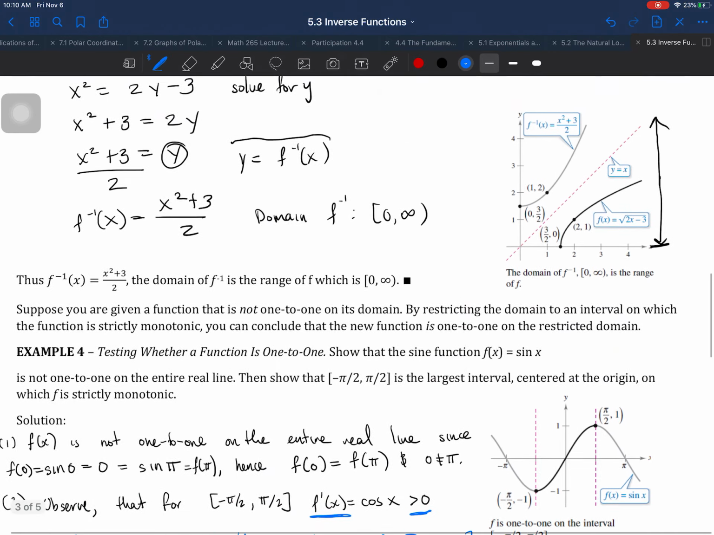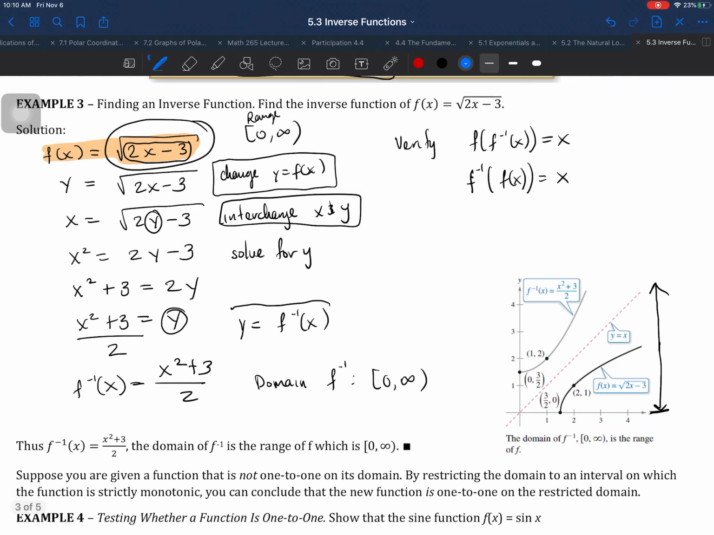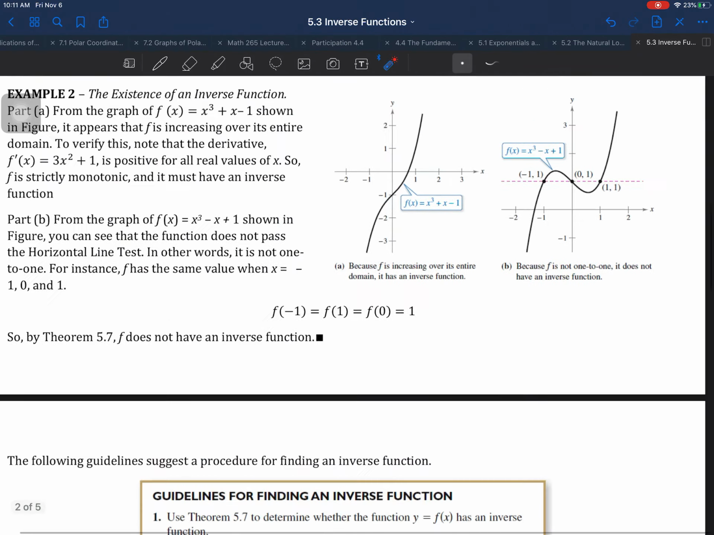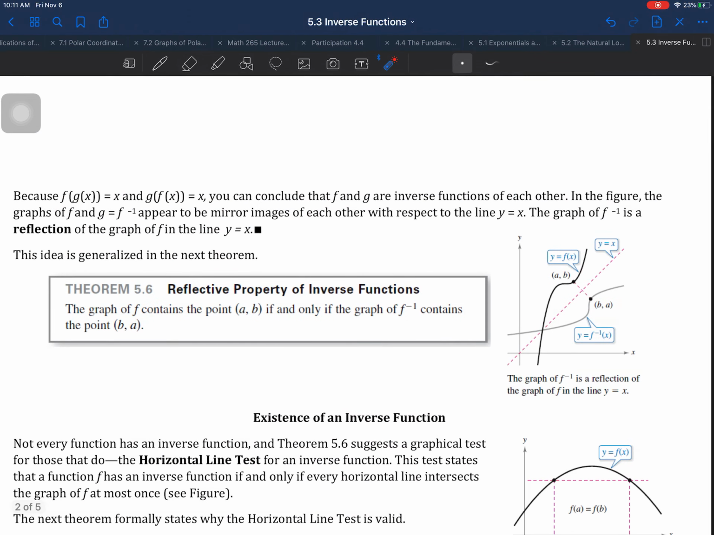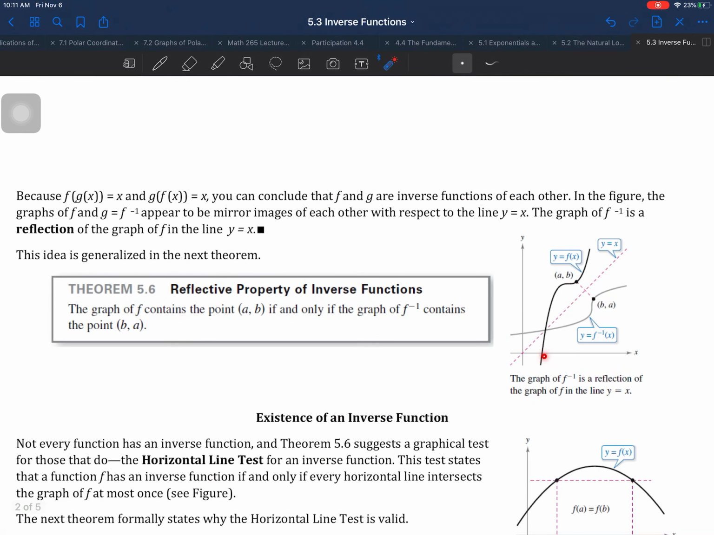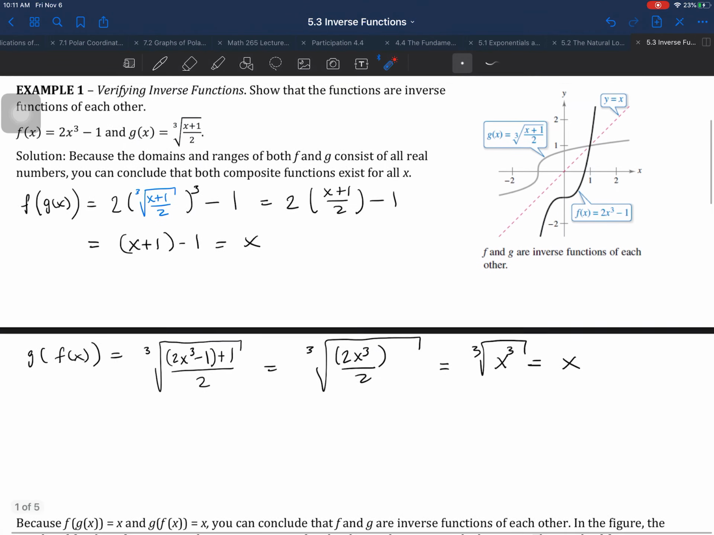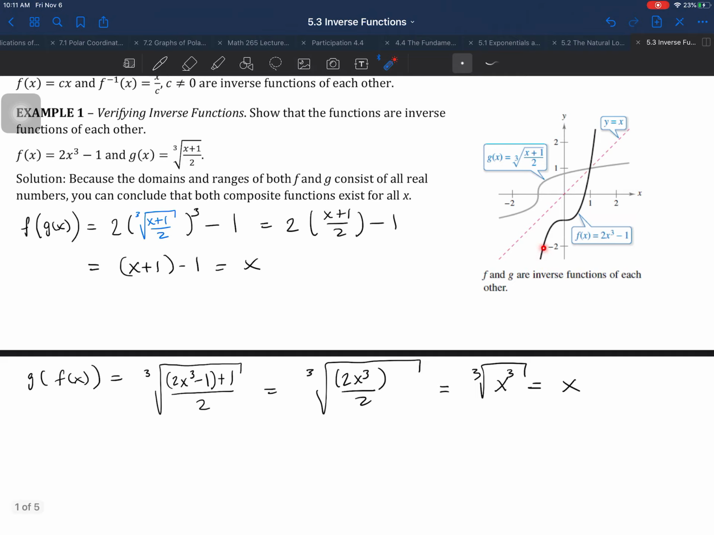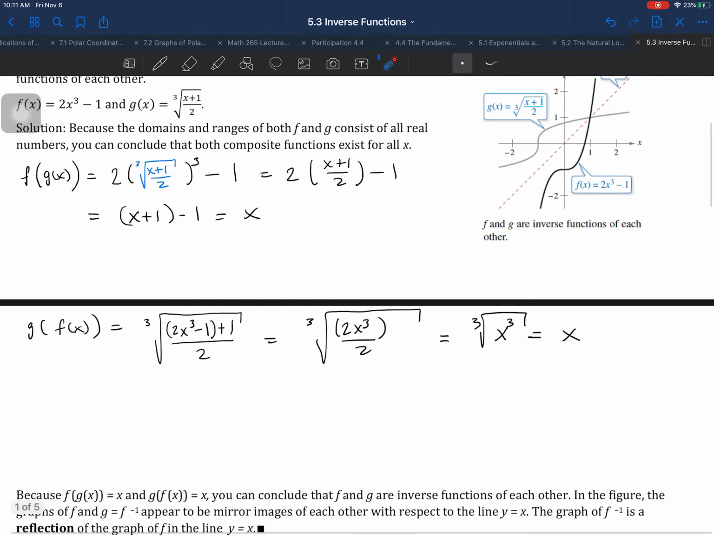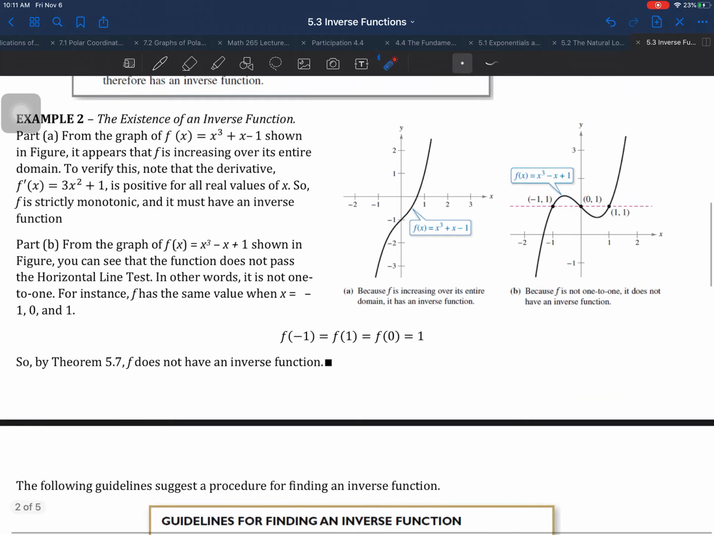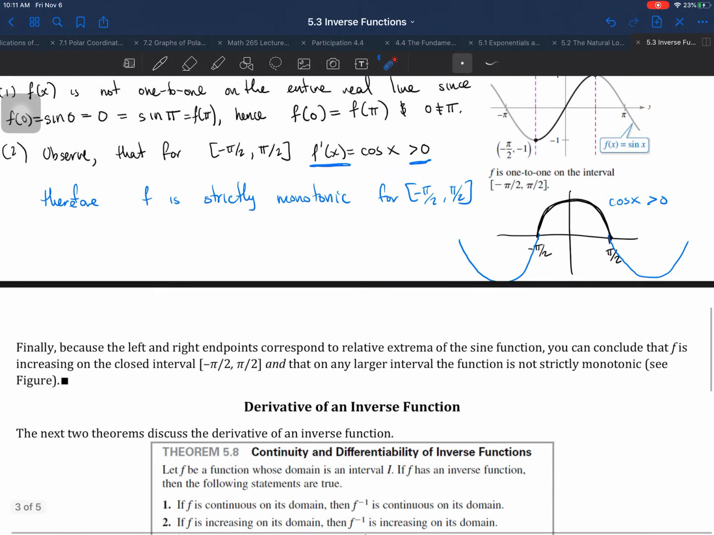Now, do you notice the increasing and decreasing? If f is increasing, then f inverse is also increasing. You can see on the previous examples, f is increasing, and f inverse is also increasing. So if f is continuous, then f inverse will be continuous. Why? Because it is a mirror image, the image of that. So I hope those rules make sense.